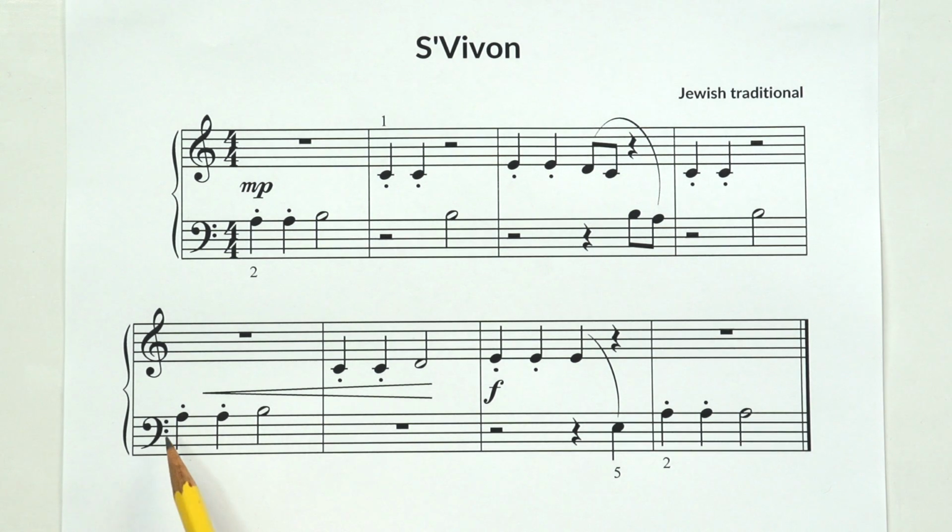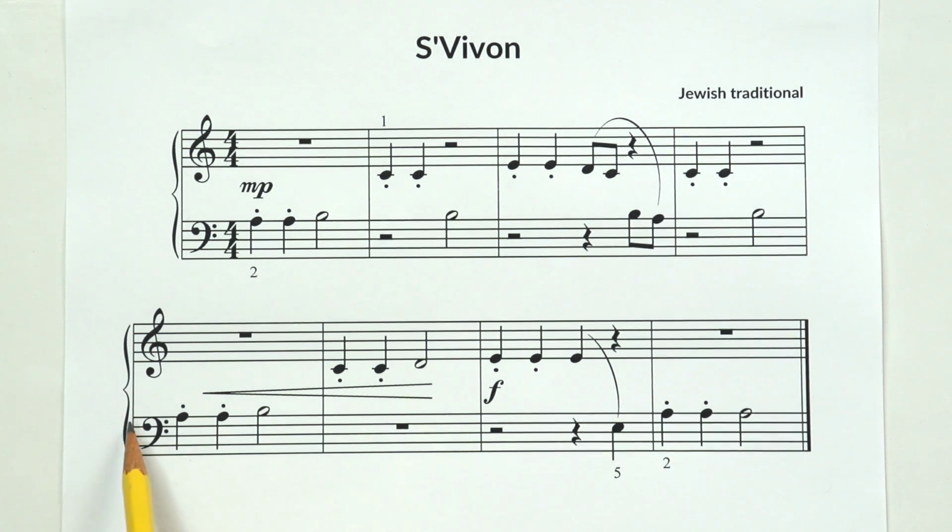Let's say the letter names for line 2. Can you help me? Ready, go. A, B, keep going. C, C, D. What's this one? If you said E, you're correct. Let's go on. E, E, E. And what do you see here? Can you tell me the letter name? If you said E, you're correct.